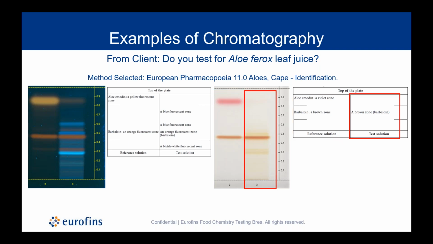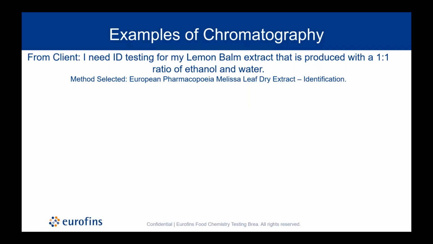And moving to the sample itself, just one band in this image for the acceptance criteria, the brown zone due to barbaloin. And you can see that the RF value of that band in the sample is also corresponding to that band in the reference solution, which is how we can confirm by this method that that is in fact the barbaloin compound in that band. And so with all of that, the result is reported as conforms based on having the same bands represented in the acceptance criteria. And we can move on to our next example.